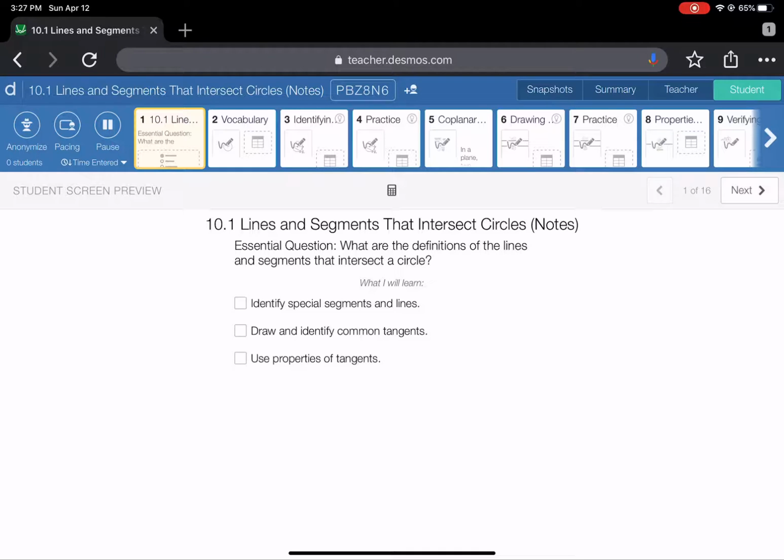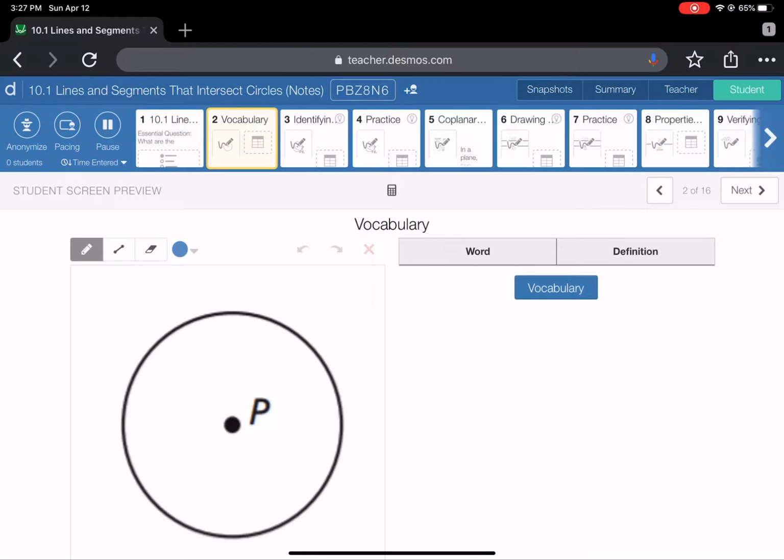Hello and welcome to Chapter 10, Section 1, Lines and Segments that Intersect Circles. Our essential question is, what are the definitions of the lines and segments that intersect a circle? What you will learn is how to identify special segments and lines, draw and identify common tangents, and use the properties of tangents.